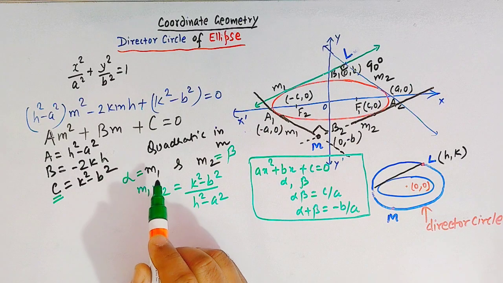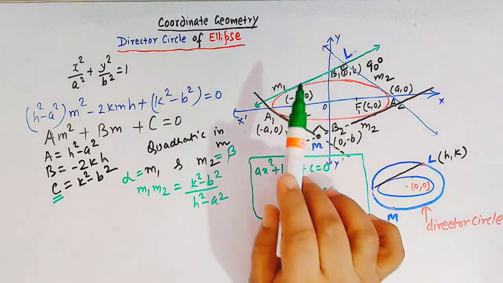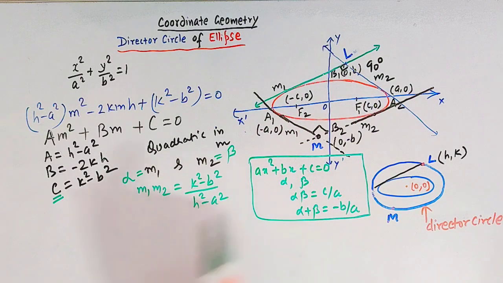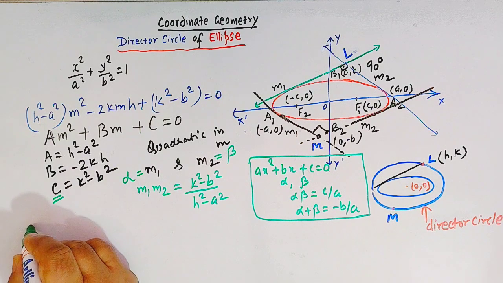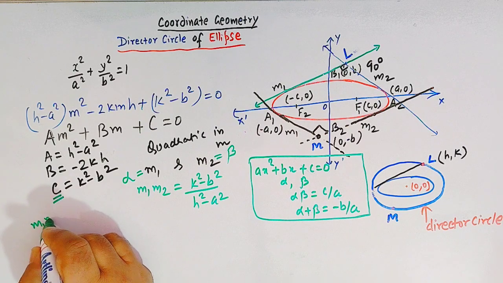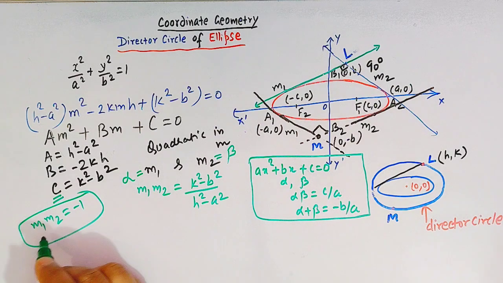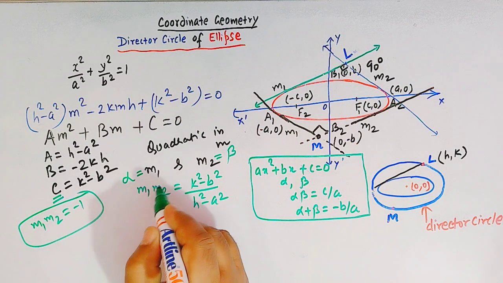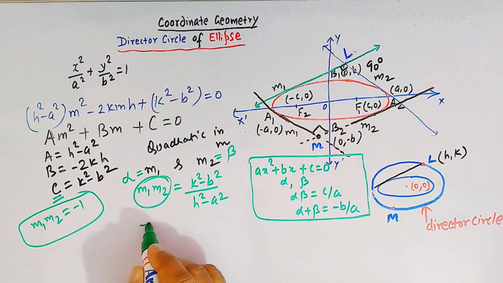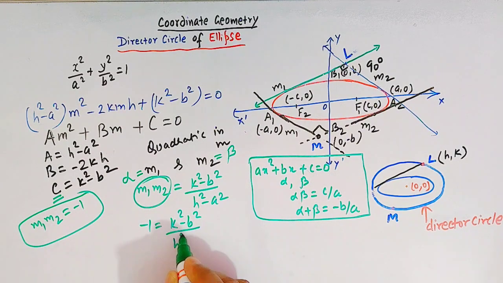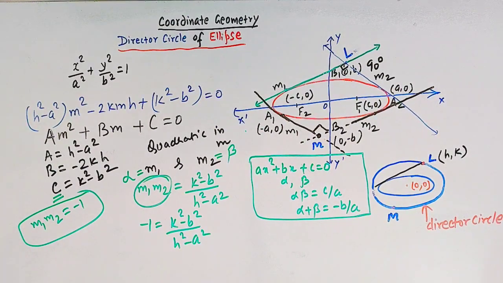And we have just said that m1 and m2 represent the slopes of these two tangent lines which intersect at 90 degrees. We know from trigonometry or from straight lines that if two lines intersect at 90 degrees, then the product of their slopes must be equal to minus 1. So two lines are perpendicular when the product of their slopes is equal to minus 1. So we can write minus 1 is equal to k square minus b square divided by h square minus a square.